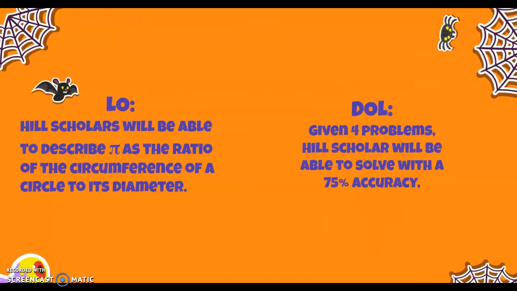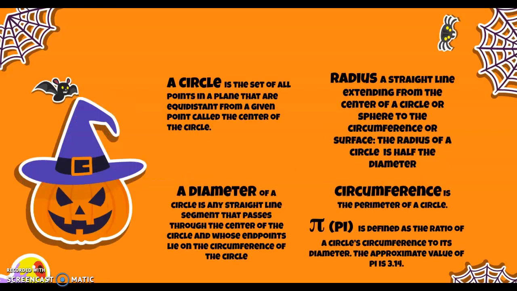The learning objective for today is: Hill scholars will be able to describe pi as the ratio of the circumference of a circle to its diameter. The directive of learning: given 4 problems, Hill scholars will be able to solve with 75% accuracy. Here are a few definitions that will help you understand a circle. Please pause the video at this time and write them down on a piece of paper for future reference.